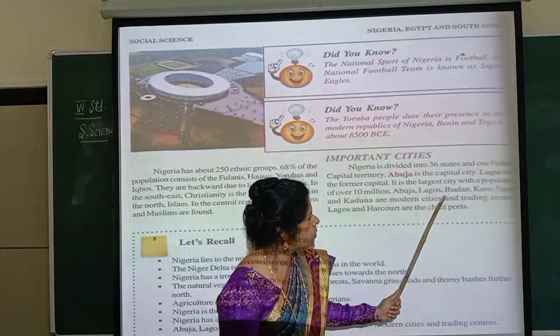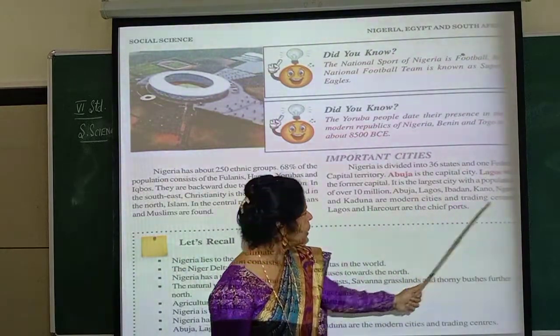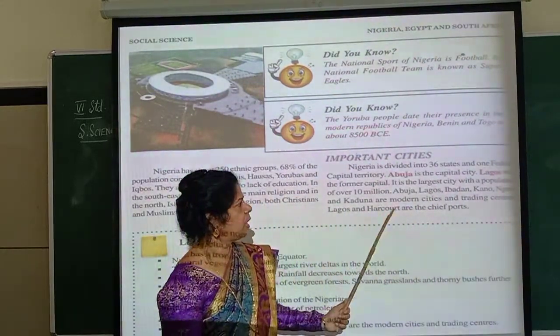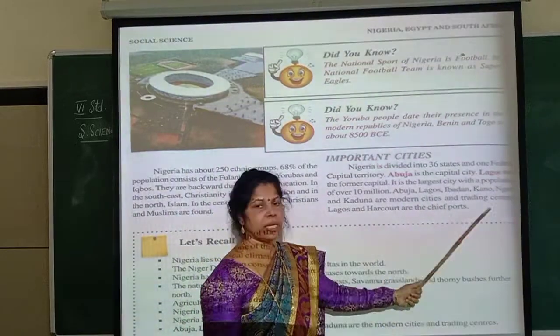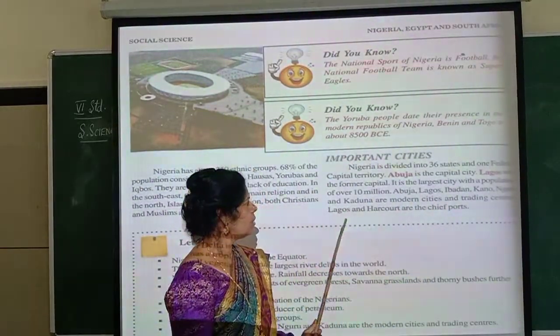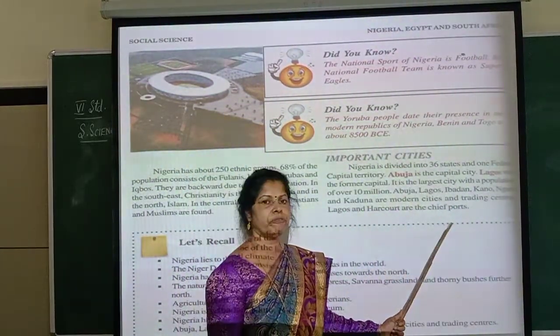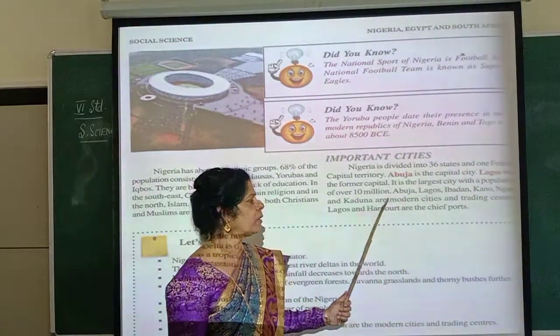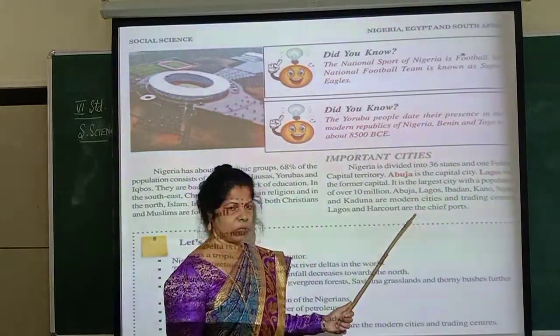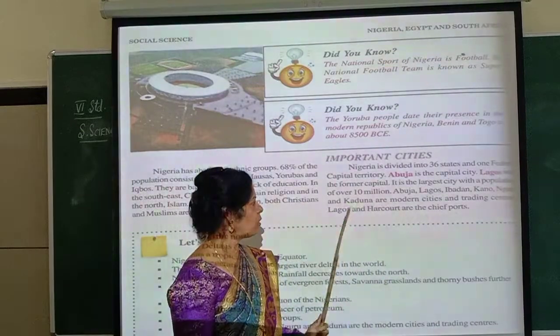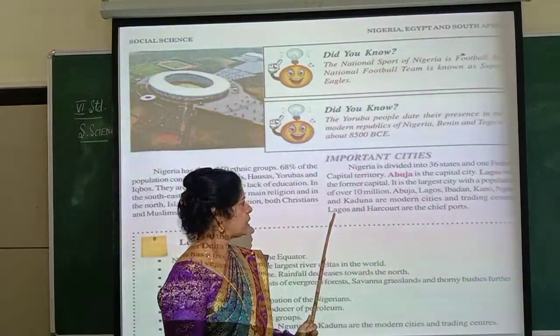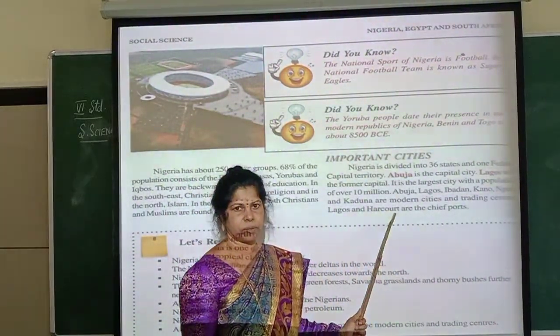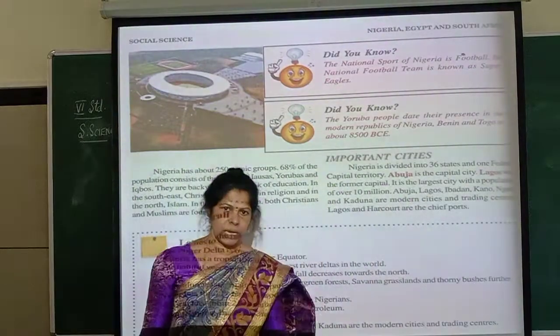Abuja, Lagos, Ibadan, Kano, Niger and Kaduna are modern cities and trading centers. Lagos and Harcourt are the chief ports. Ports means where the ships will land and go, that is called a port. So they have two different big ports there, Lagos and Harcourt. Did you understand? That's about Nigeria.